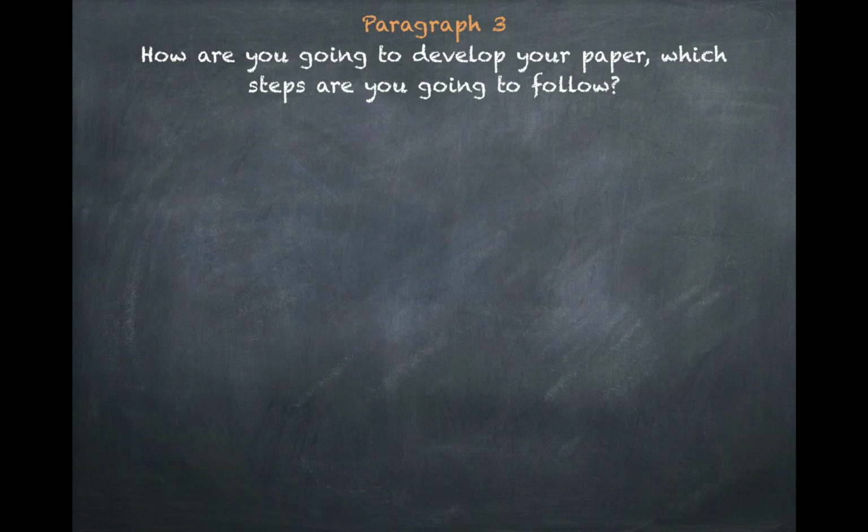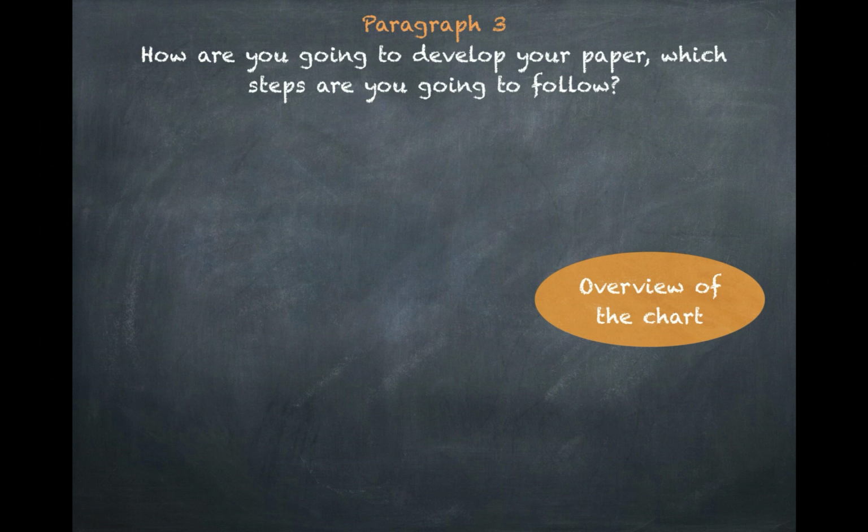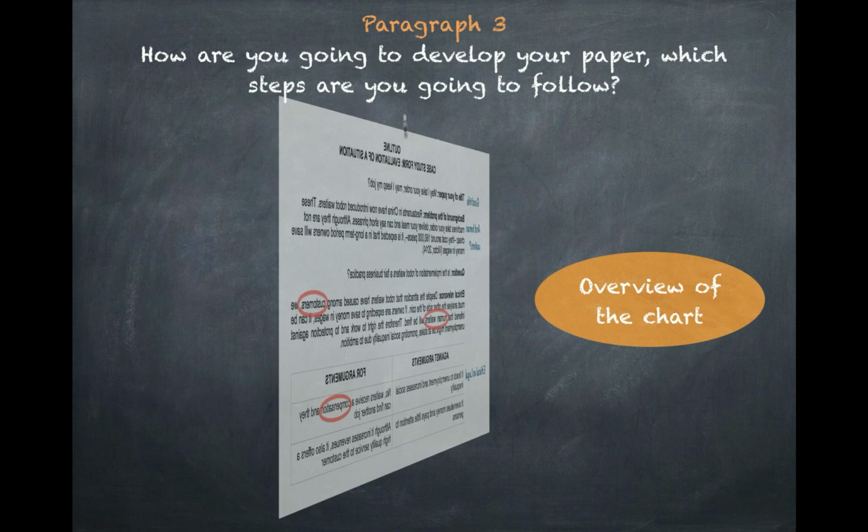The third paragraph should answer the question: how are you going to develop your paper? Which steps are you going to follow? Thus, you have to offer an overview of the arguments that you wrote in your chart. In the case of robot waiters, this was our chart.